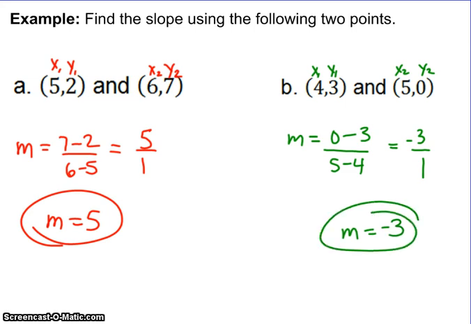Alright, so showing my work here, you can see that I have found the slope to be -3. And that is the slope for that problem. That's really all we have for slope. There's not much going on there. So, like I said, short and sweet.